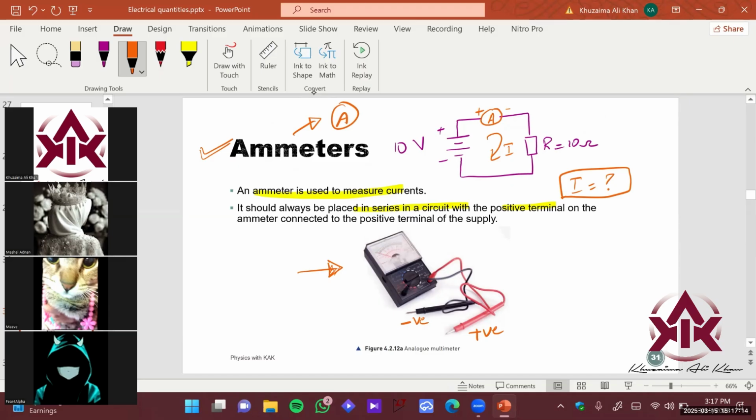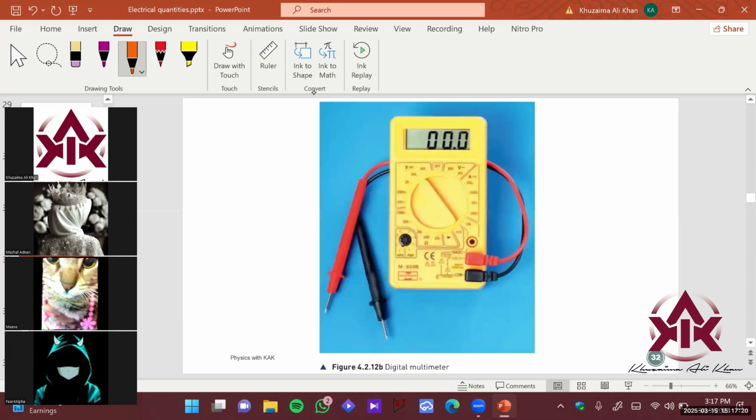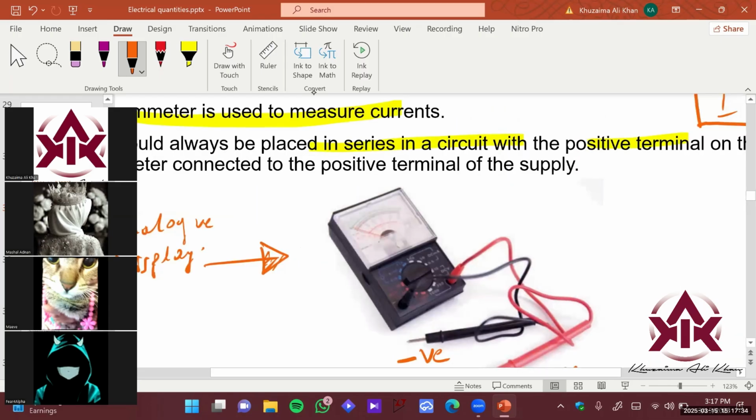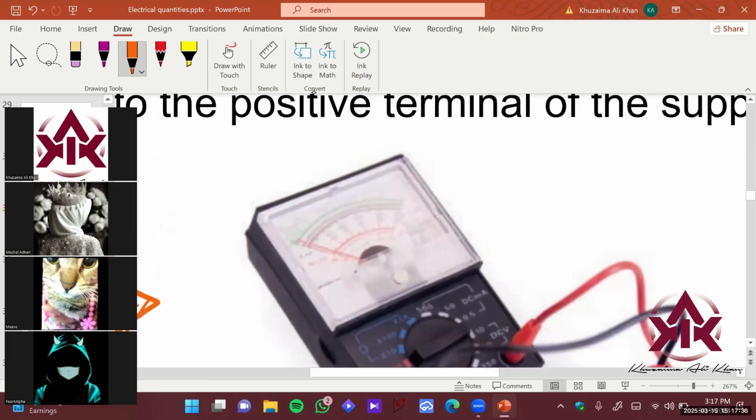So that is going to give you the reading of the current flowing in the circuit here. This is the analog version. What is the analog version? It has no digital display. It has a needle, and if I zoom in here, you can see the needle, which gives you the value. You can see this needle moves here and there. So this is the analog version.